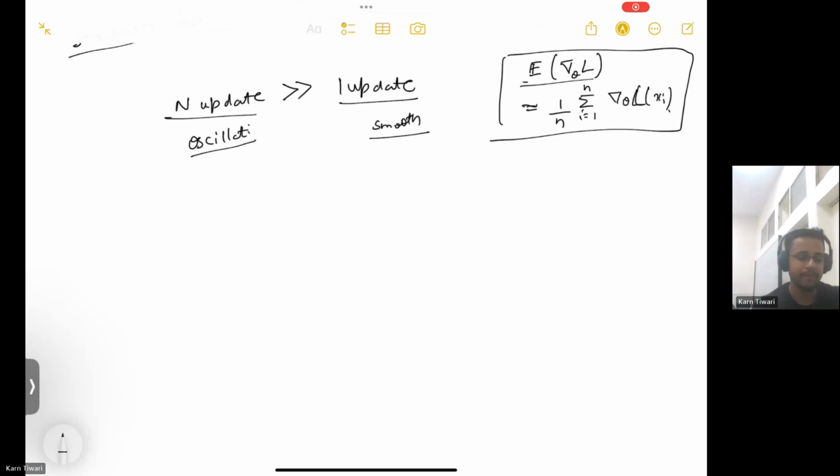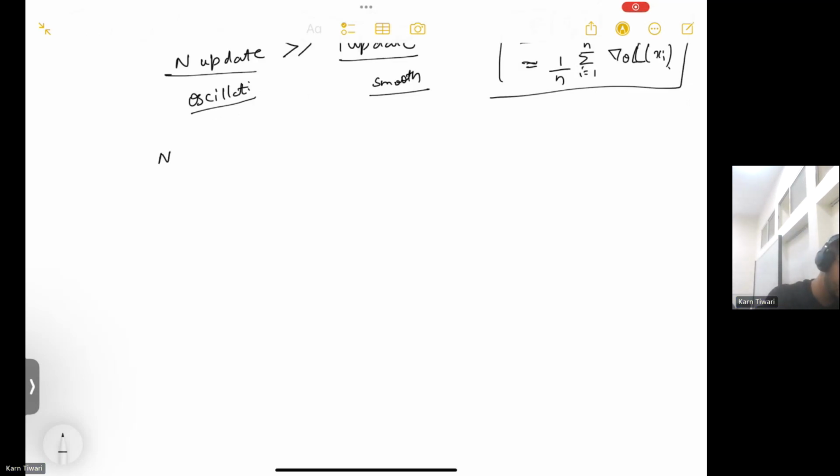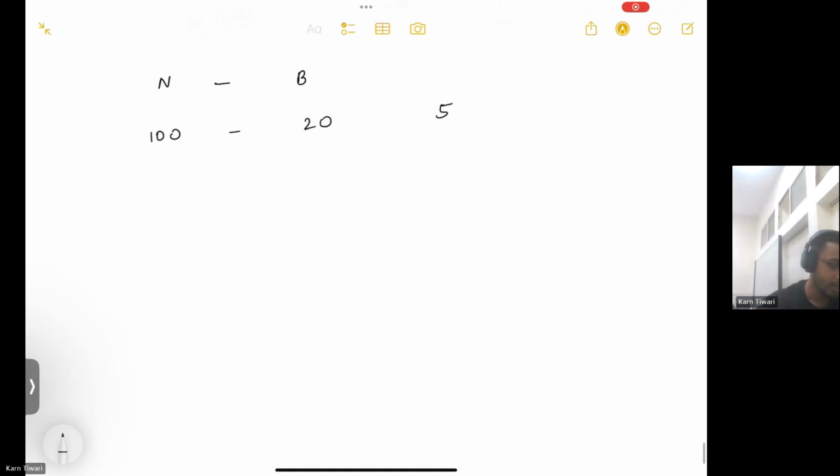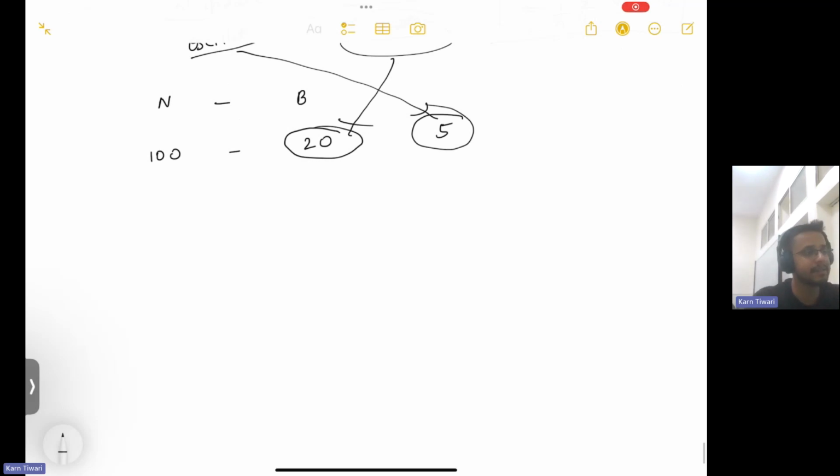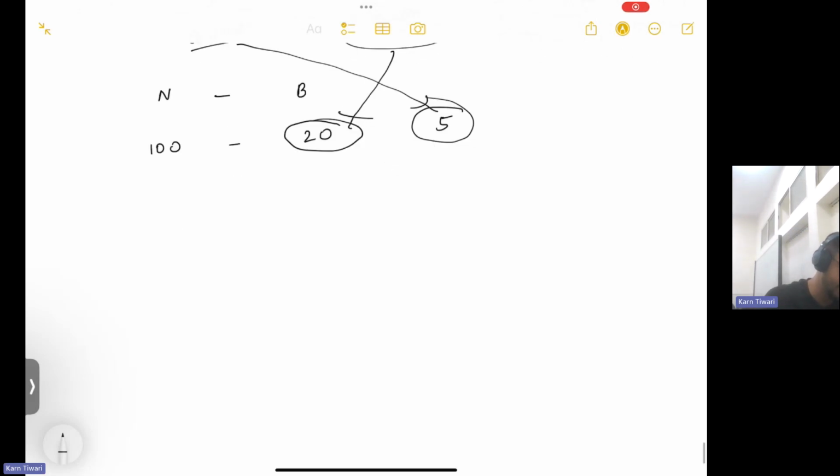The answer is yes. We can construct small batches out of this n. For example, if 100 data points are there, I can make batches of 20, so a total of 5 batches: 20, 20, 20. That's the batch size; 20 is my batch size. If I take a gradient, sum and average over these 20, it's better. I take advantage of this smoothness and make 5 updates, so it will oscillate less. That's how mini-batch gradient descent is defined.